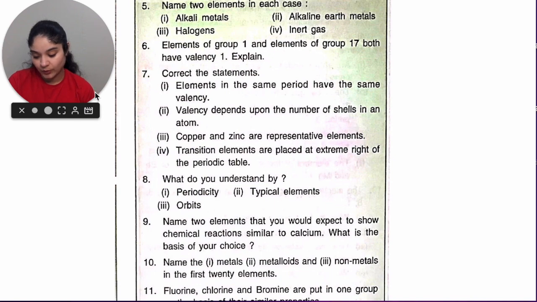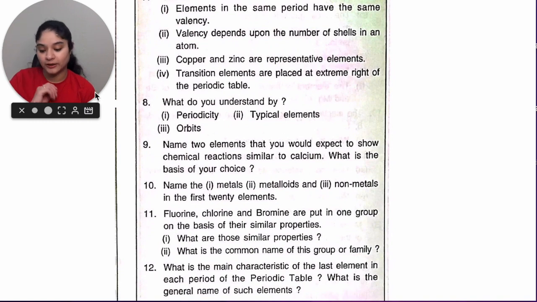Moving on to the next one, question number 10. Name the metals, metalloids and non-metals in the first 20 elements. Let me take a reference from the periodic table. When I talk about metals, you would have lithium, beryllium, sodium, magnesium, aluminium, potassium, calcium. When we talk about metalloids, that would be boron and silicon. Non-metals would be hydrogen, helium, carbon, nitrogen, oxygen, fluorine, then neon, phosphorus, sulfur, chlorine, argon. Those would be your non-metals.